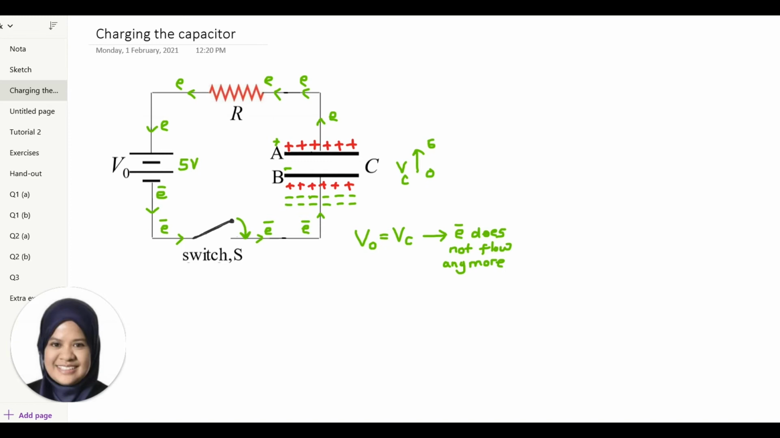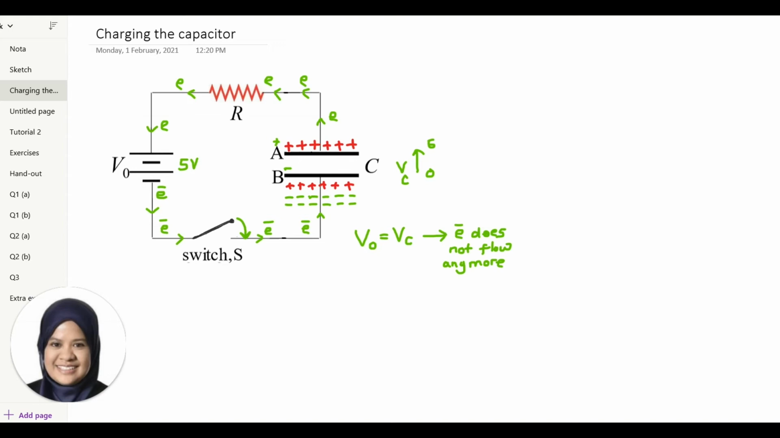Macam air yang mengalir daripada tempat tinggi ke tempat rendah, dia boleh mengalir because of the pressure. When voltage at the battery is equal to the voltage at the capacitor, there's no more pressure, so no more current flow ataupun no electron will be flowed from battery to the capacitor anymore.